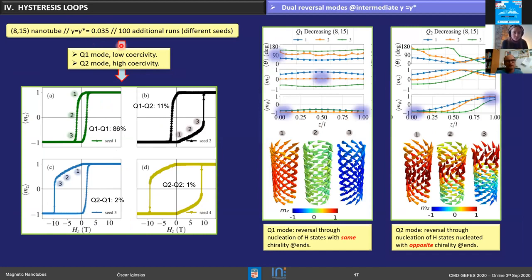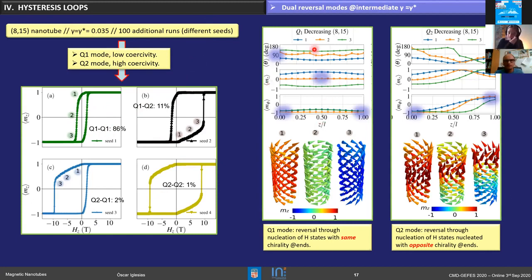ground state configurations, we ran 100 additional simulations to realize that, depending on the different state with which the simulation started, you can have hysteresis loops with low coercivity, high coercivity, or two mixing reversal mechanisms at both branches, with a rate that depends on the tube length and also on this parameter gamma here.